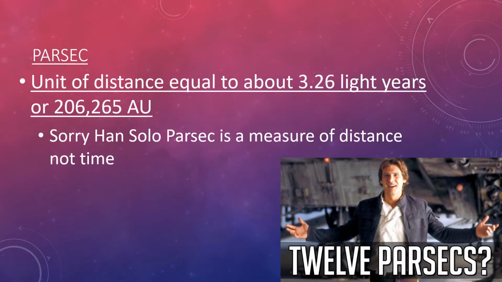But even then, this wasn't enough. In fact, when we started looking at other galaxies, like our distance to other galaxies, we had to create another unit of measurement known as the parsec. This is a unit of distance equal to about 3.26 light years or 206,265 astronomical units. So you can see that's a pretty big number of astronomical units while we move to light years, and that makes a lot of sense.